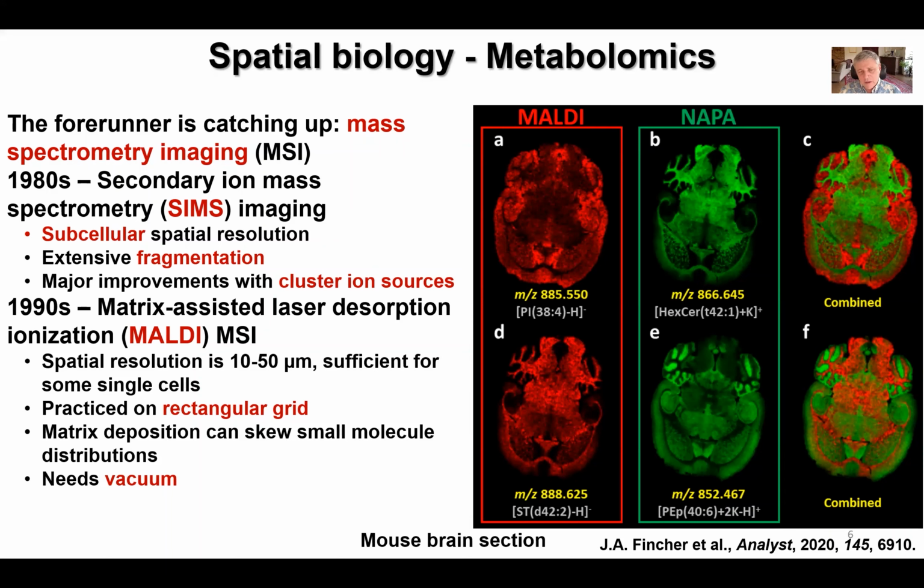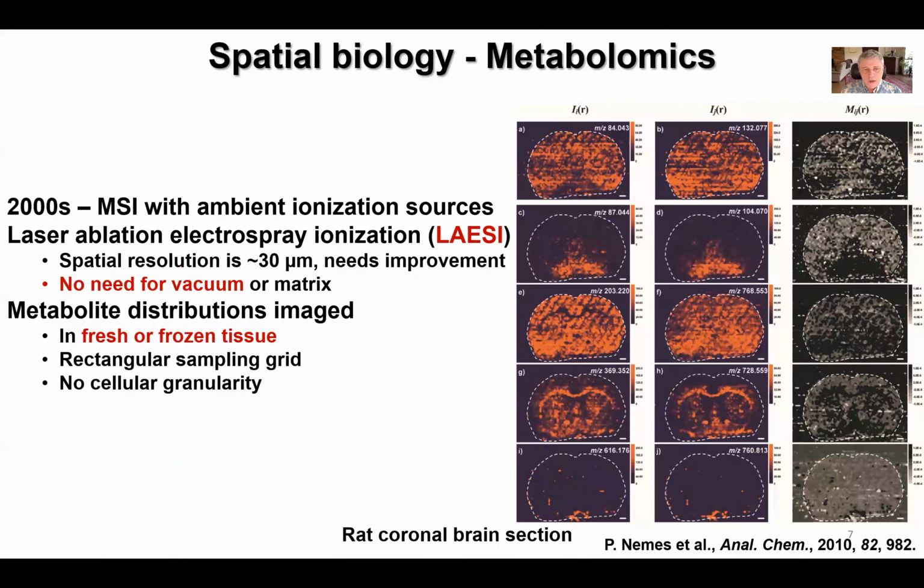Also, there are some technical issues here, needing to put this tissue in vacuum, which is obviously not conducive to live specimens. Further advances were shown when ambient ion sources came into play. This was in the 2000s. Various ambient ion sources were introduced here.